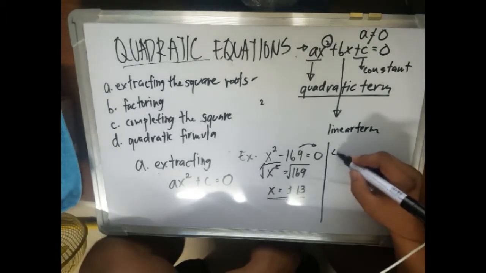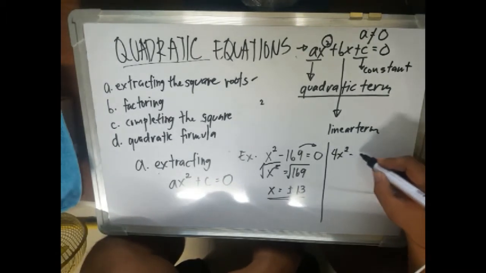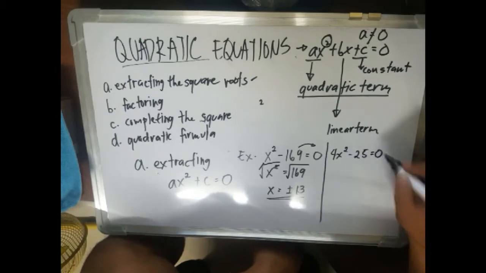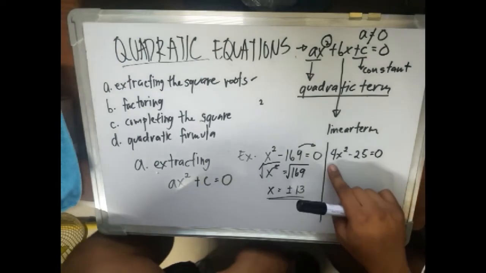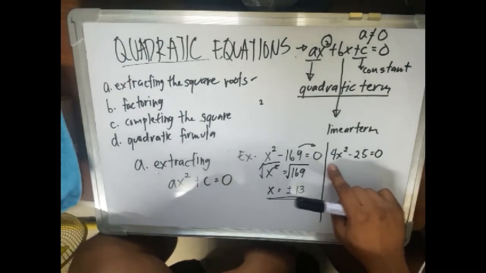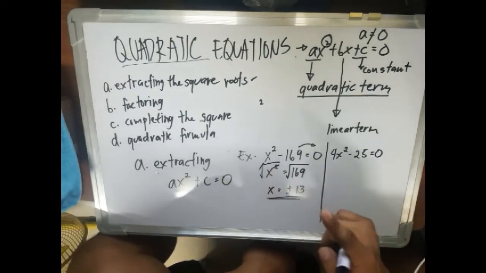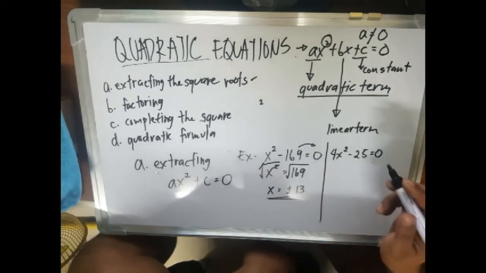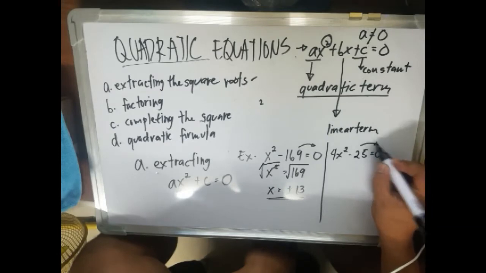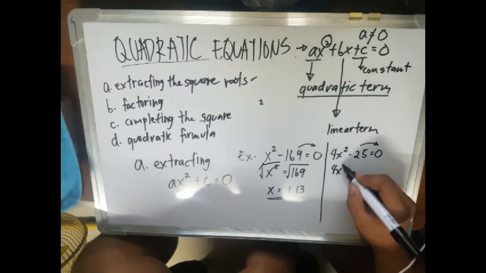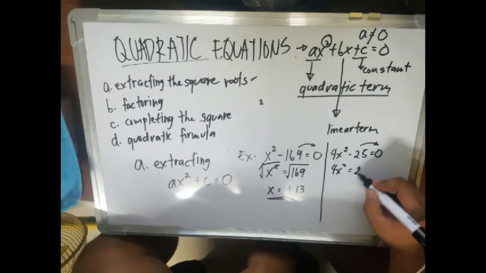So, let's have 4x squared minus 25 is equal to 0. So, mapapansin natin, there's a coefficient na sa unahan, yung x squared natin. Unlike dun sa first example, wala siyang coefficient. So, mangyari natin ganun pa rin. So, ililipat natin sa kabila yung constant. So, 4x squared is equal to 25.